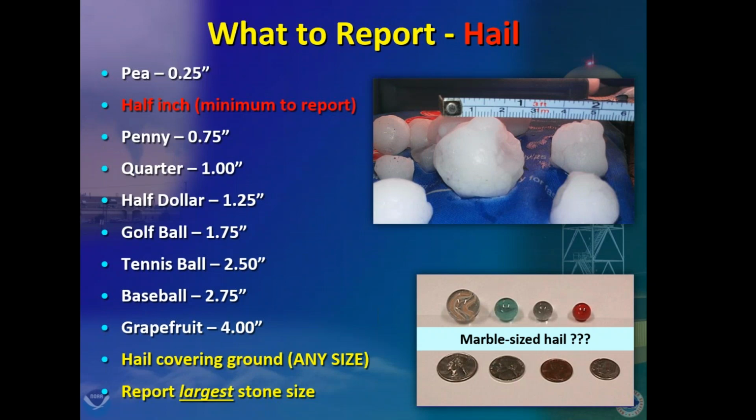Something that's recognizable universally. Marble-sized hail is very difficult to keep an eye on, or not quite sure what it actually is. It's kind of ambiguous. So try not to report marble size. We don't know what kind of marble you're referring to. So try to report based on one of those things. And also report the largest hailstone that you see. So if you have a bunch of pennies and a few quarters, go ahead and report the quarters.